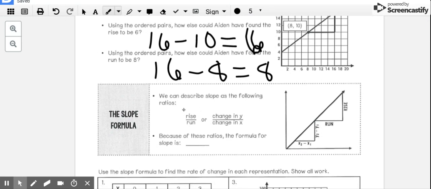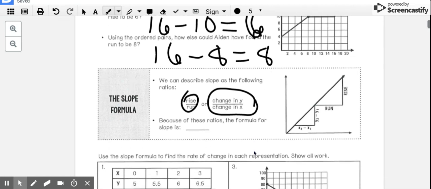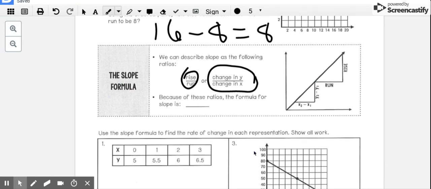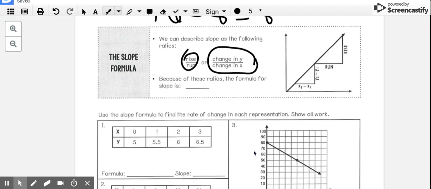We can describe slope as, we know, rise over run, or we've talked about that it's the change in Y over the change in X. Change means you're subtracting. So that's what you just did up here. We did the change in Y, which was 16 minus 10, and then over the change in X. So because of these ratios, now this is really confusing, but just bear with me. The slope formula is Y minus Y over X minus X.